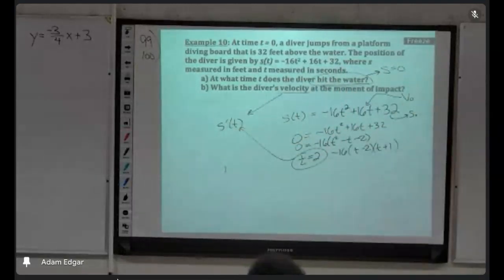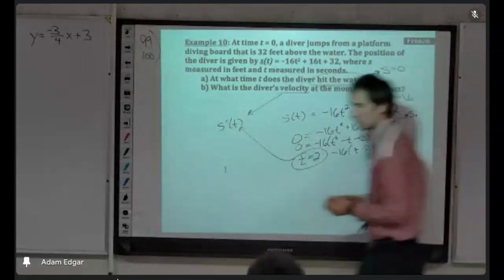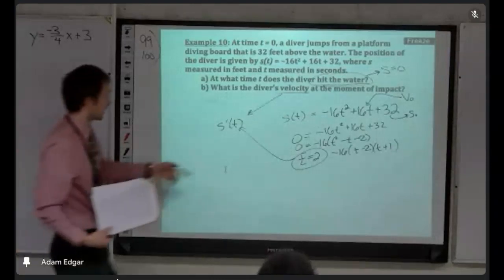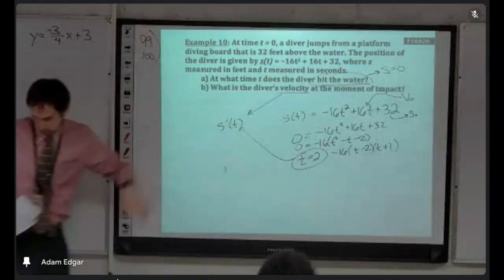So I think this was basically 99. Yeah, this was very similar to 99, except in 99 they were doing things in meters, so instead of a 16 out front, you had a 4.9.